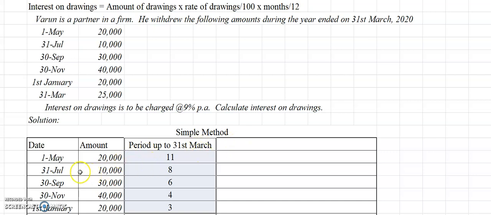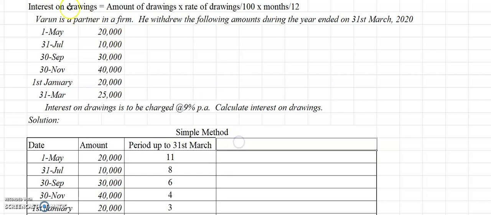So like that, from 31st July, again it is there for 8 months with him. So like that, all the period left after the drawings. So that much amount, all the amounts are written here. Then next we are going to write the calculation of interest.